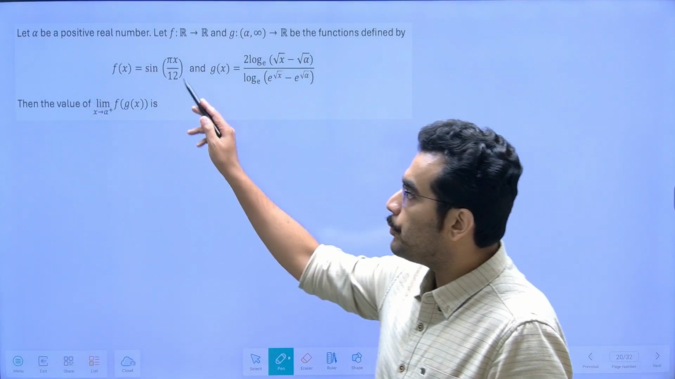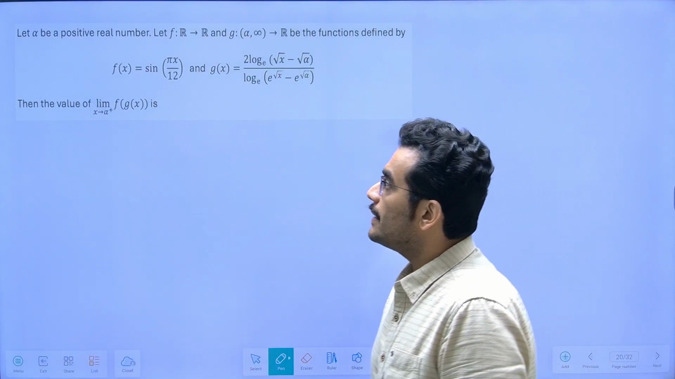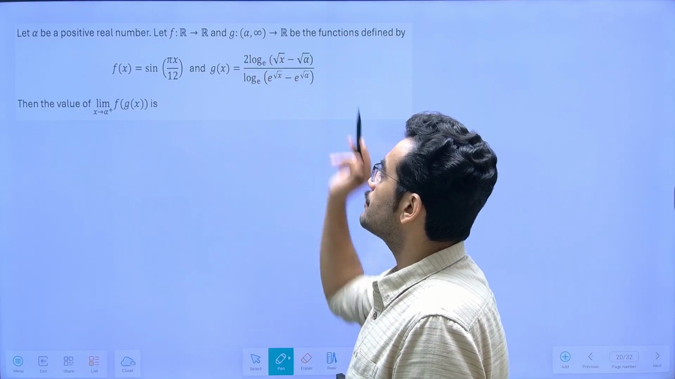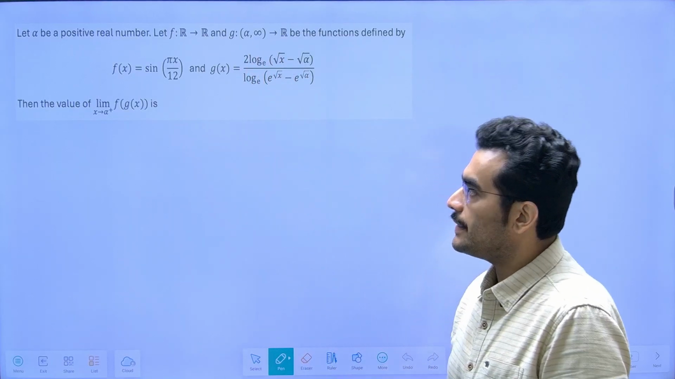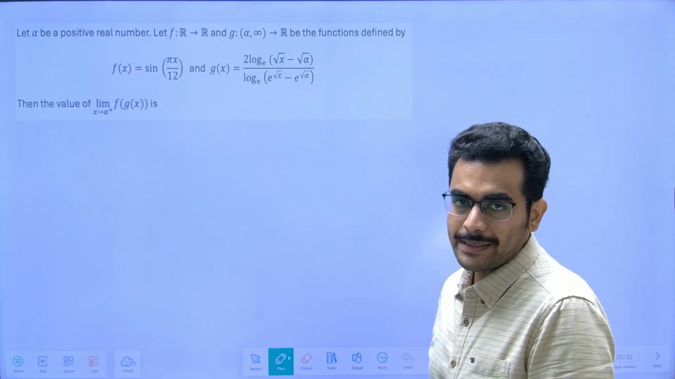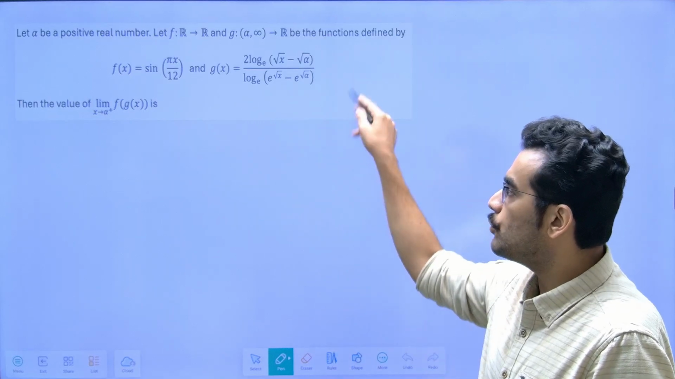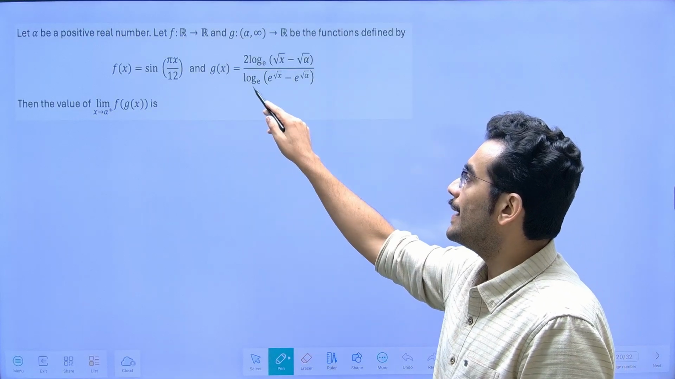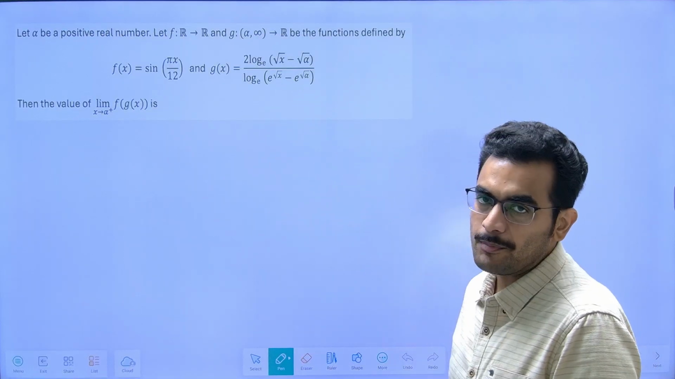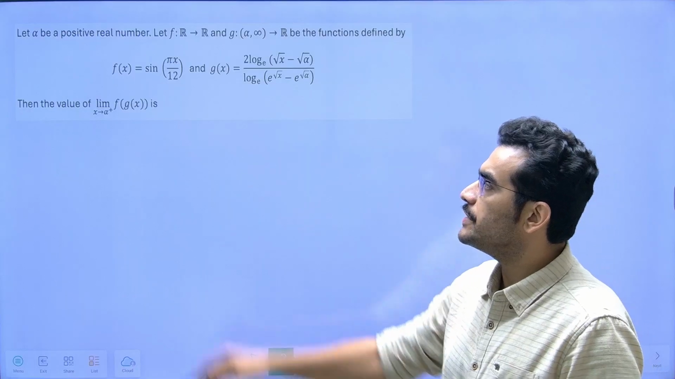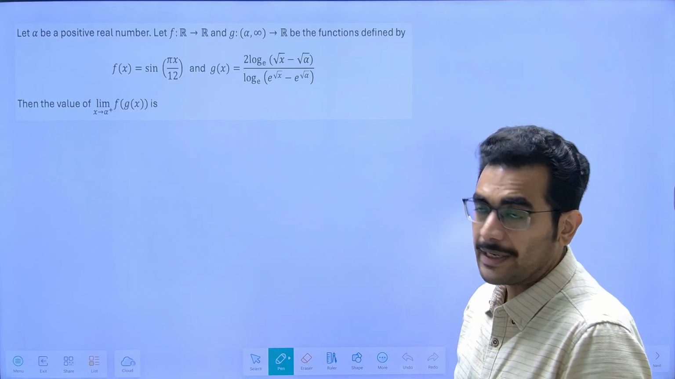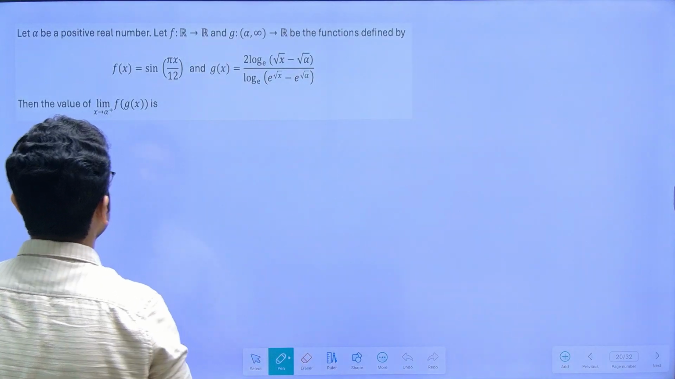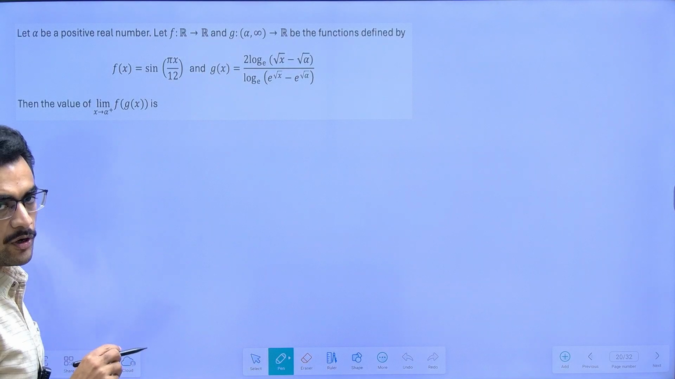Let alpha be a positive real number, f: R → R and g: (alpha, infinity) → R be the functions defined by f(x) = sin(pi x / 12) and g(x) = 2 ln(√x − √alpha) / ln(e^√x − e^√alpha). In the question it is given that alpha is a positive real number. We need to find the value of the limit as x tends to alpha plus of f(g(x)).